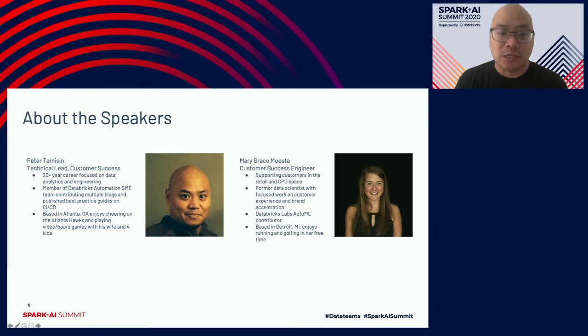Hi everyone, my name is Pete Tamison. I'm a technical lead on the customer success team. I am based out of Atlanta, Georgia, where I live with my wife and 4 kids. I have been in the data space for about 20 years. At Databricks, I work a lot with our Databricks automation SME group, where I've contributed multiple blogs and published a couple of best practice guides specifically on DevOps and CI/CD.